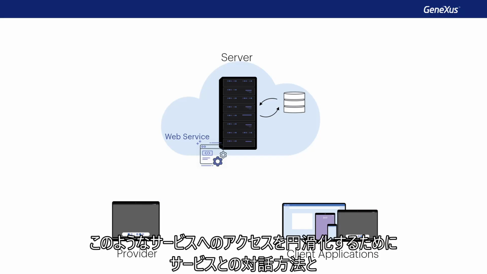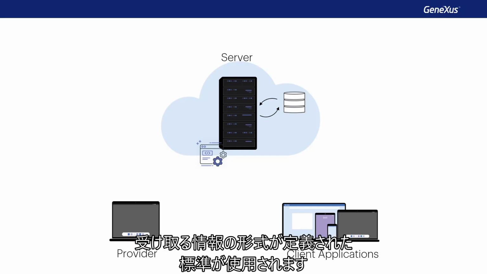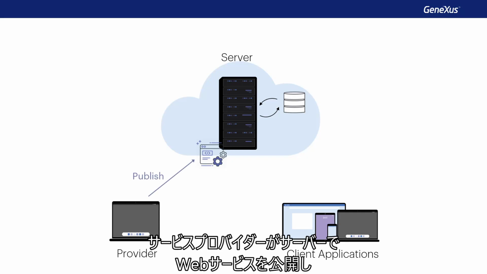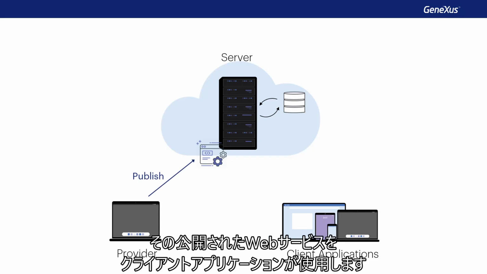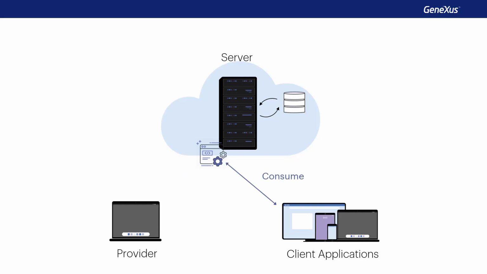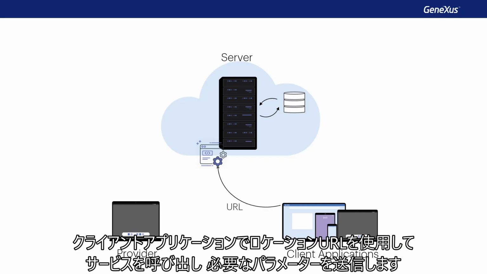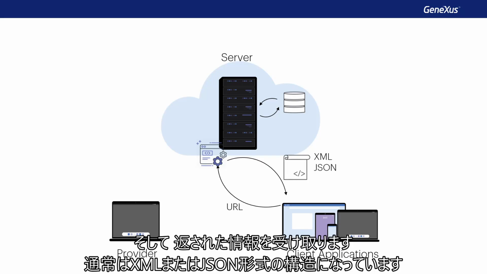To facilitate access to these services, standards are used that define how to interact with them and the format of the information received. The service provider publishes a web service on a server, and the client applications consume the web service published. To access the service, the client application uses its location, URL, in order to invoke it, and sends it the required parameters. Then, it receives the returned information, usually as a structure in XML or JSON format.